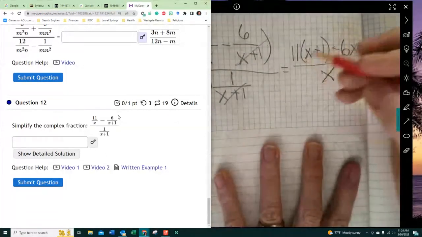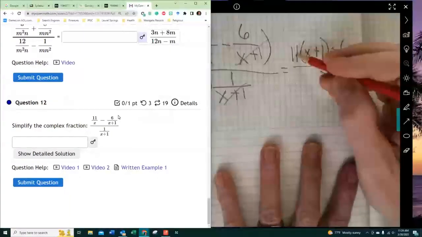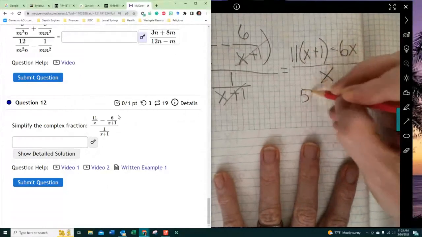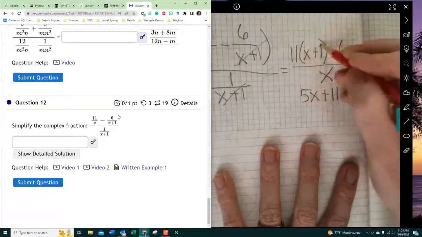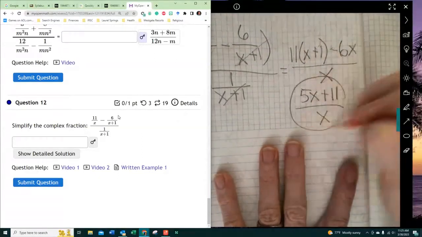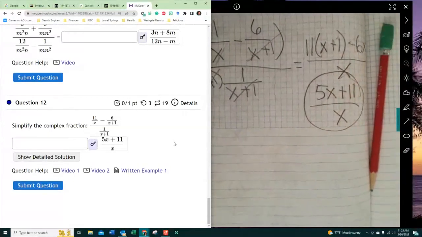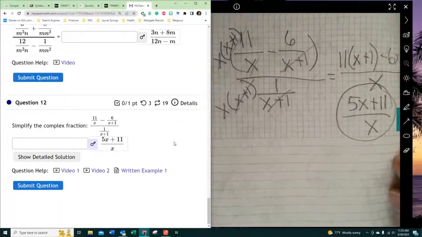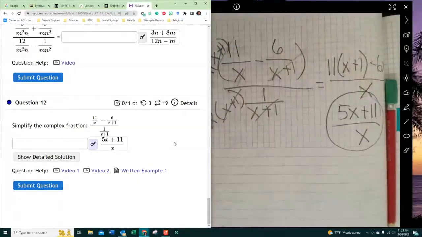Now that I have that, I'm going to go ahead and do the distributive property, combining like terms. So 11x minus 6x gives me 5x, plus 11, because I got to do the distributive property. So 11 times 1 is 11, and then all over x. I think the hardest part about this is understanding how to find the LCD.